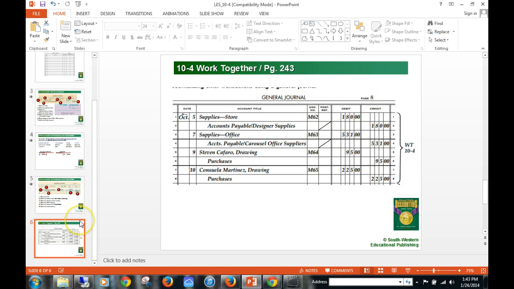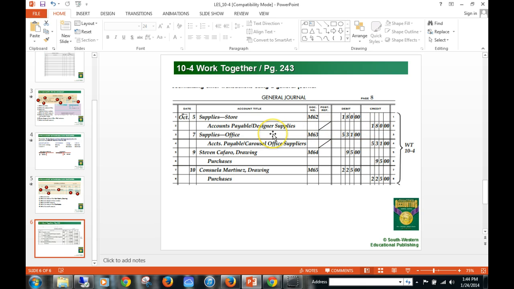Here's 10.4, work together. You see WT 10-4. If I turn to that, that is on page 243. The first transaction, first of all, it says make sure you use page 8 of the general journal. Make sure you write the date and the year, current year. On the 5th, we bought store supplies on account from Designer Supplies for $180, memorandum 62. So we're going to debit store supplies, memorandum 62. We're going to credit accounts payable, Designer Supplies, that amount. We owe them $180 at some point.